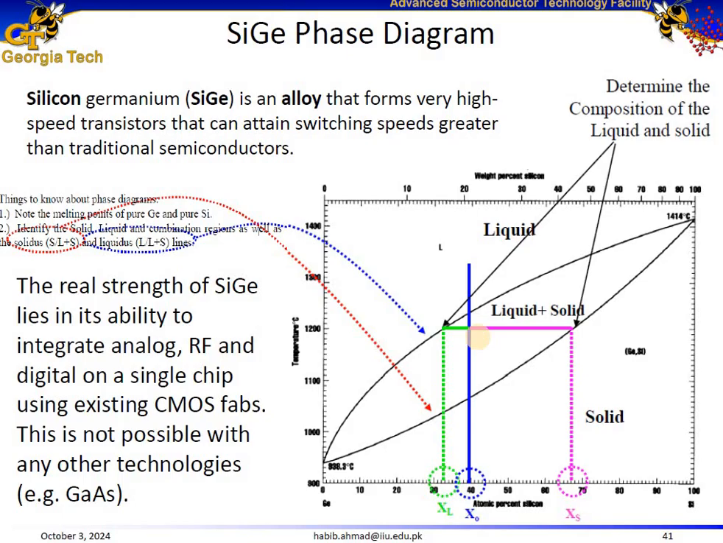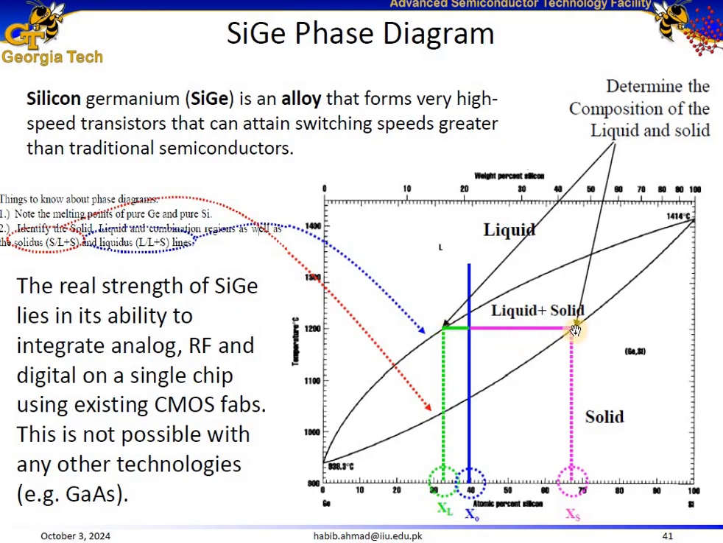Now what is a tie line method? We draw a horizontal tie line at a specific temperature. The temperature is 1200 degrees C. So we draw this tie line, which shows the coexistence of the liquid and solid phases. We draw this tie line to the solidus line and to the liquidus line. The purple line shows its extension to the solidus line, and similarly the green line shows its extension to the liquidus line.